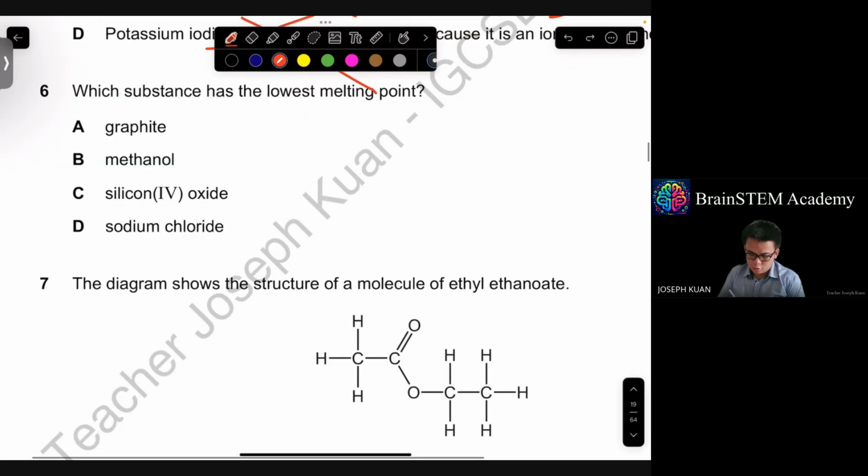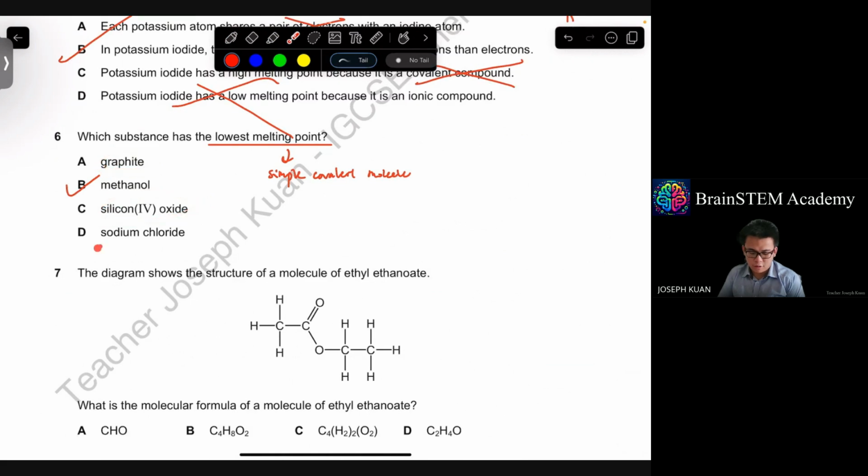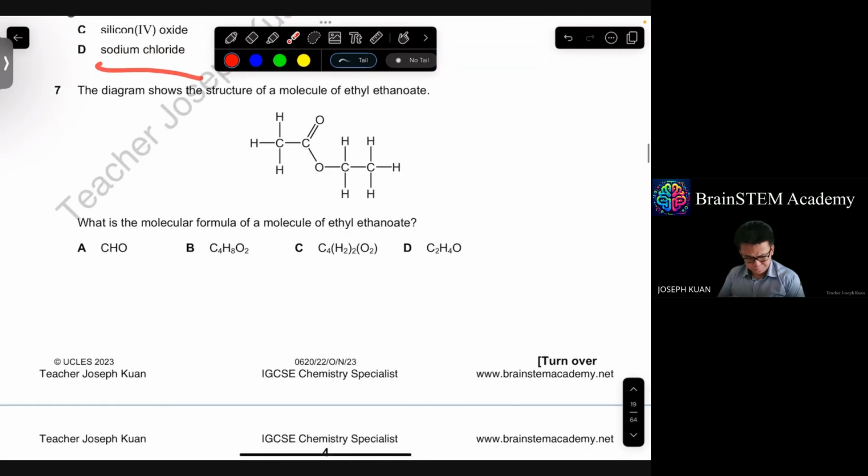Next, which substance has the lowest melting point? You should pick the answer that is a simple covalent molecule. So B is the answer. Graphite and silicon(IV) oxide are giant covalent structures. Sodium chloride is a giant ionic compound.